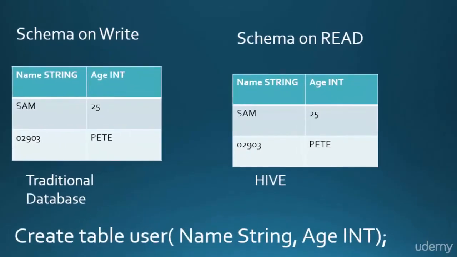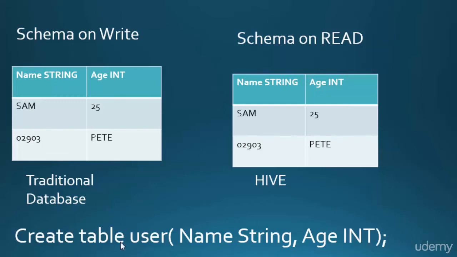Hi everyone. In this tutorial, let us understand the difference between schema on write and schema on read. When we write data into a traditional database, the database has total control over the storage. The database is more like a gatekeeper. This gives the database the ability to enforce schema as data is written. This is called schema on write.